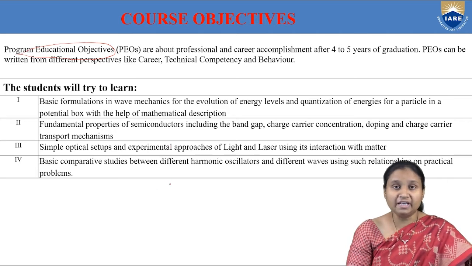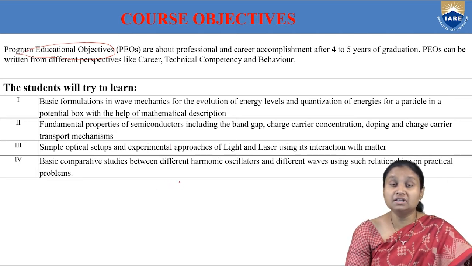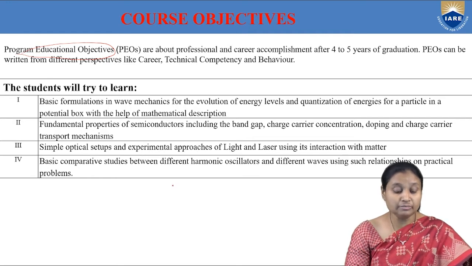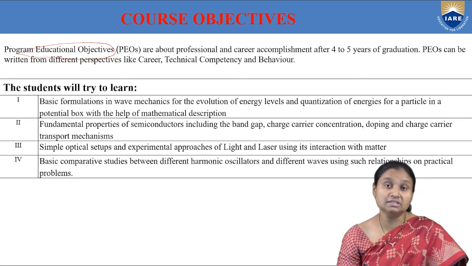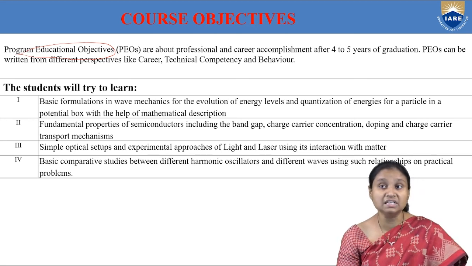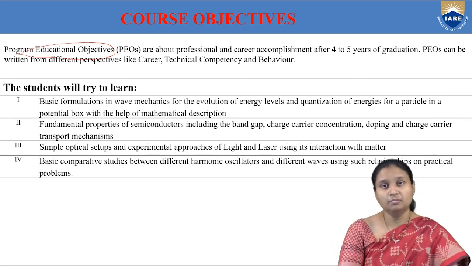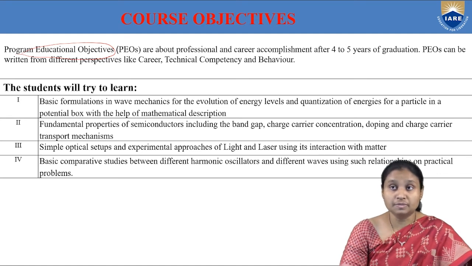Coming to the final objective of the engineering physics course, it is going to help students learn basic comparative studies between different harmonic oscillators and different waves, using such relationships on practical problems. These are the course objectives.